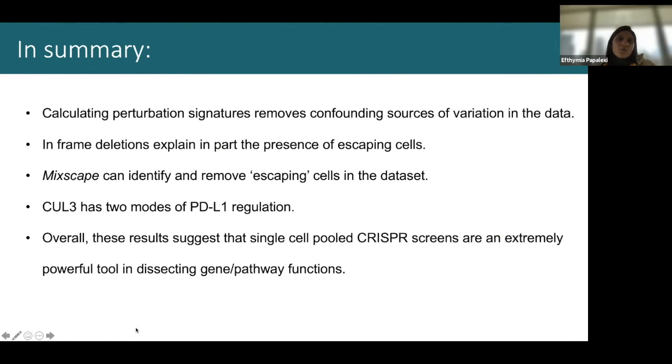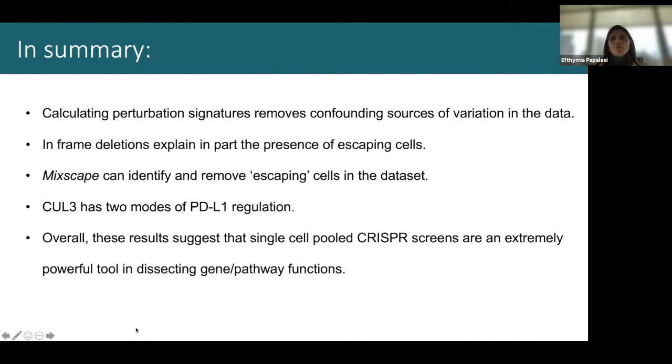So overall, I hope to have convinced you that when we calculate the perturbation signature in our data set, we can remove confounding sources of variation. And the important thing here is that we can do that without even knowing what these sources of variation actually are to begin with. I've already told you that some of the CRISPR escaping cells that we see in the data set come from in-frame deletions. With Mixscape, we can identify those cells and remove them from the data set, increasing our signal to noise ratio. One of the things we found by doing that is that perhaps CUL3 has 2 modes of PD-L1 regulation, one at the transcriptional and one at the post-transcriptional level.